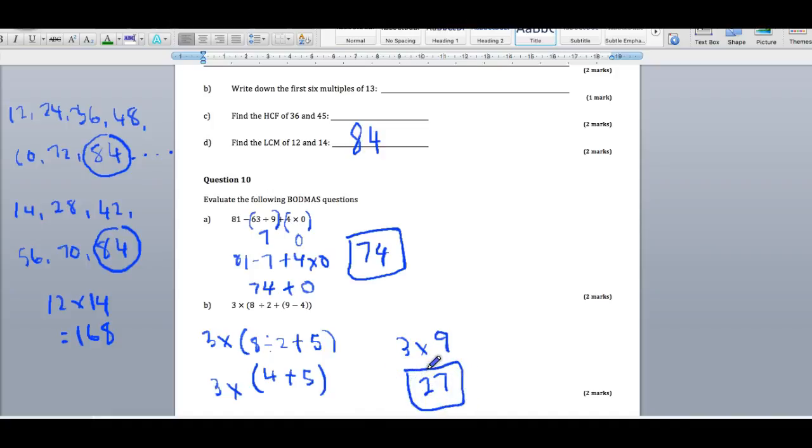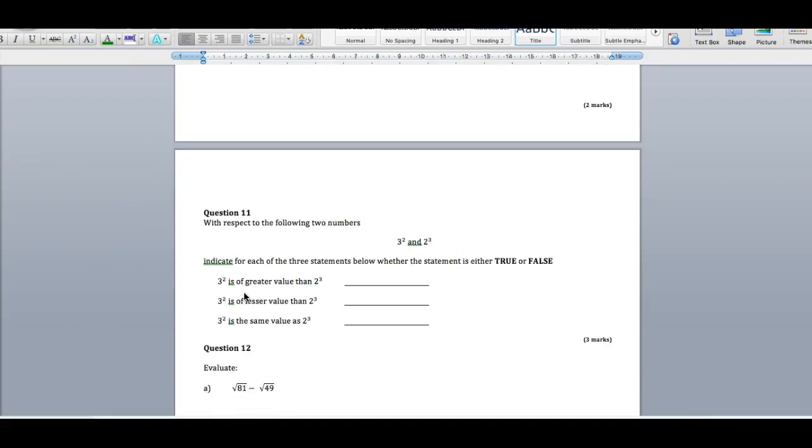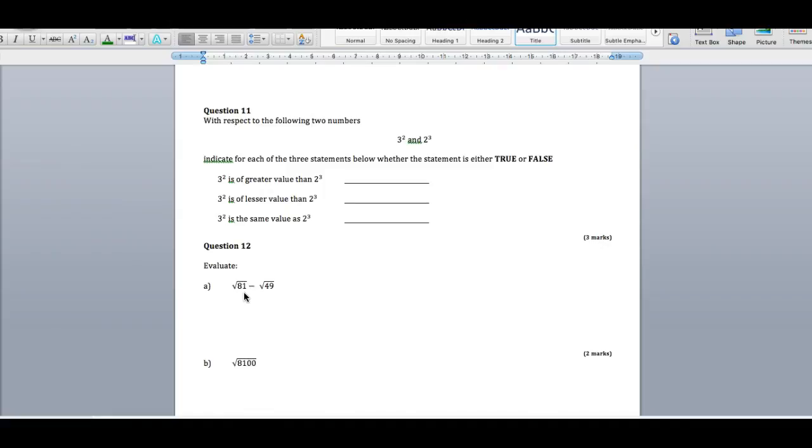Now notice how I'm putting a box around my answer. That's just because there's a bit of working out there, and it just makes it easier for the person looking at your work to see where the actual answer is. Okay, so good habit to get into for when you are moving into the upper years where you have a lot more working out. Okay, question 11. With respect to the following 2 numbers, we have 3 squared and 2 cubed.